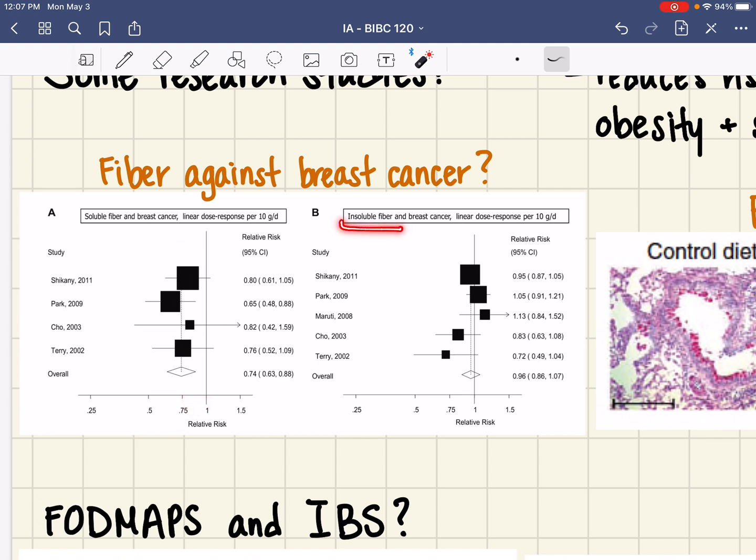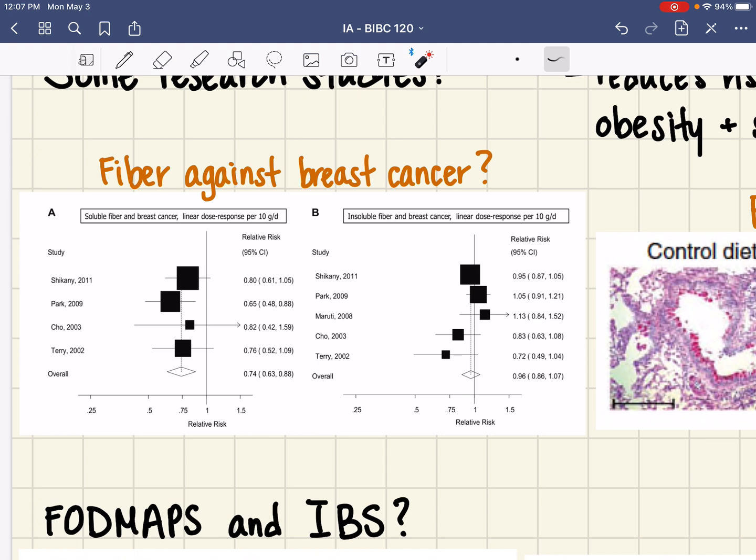Whereas consuming insoluble fiber still has a reduced relative risk, but it's not as big. So you see, this is how much the risk has been reduced. So not as much as consuming soluble fiber.